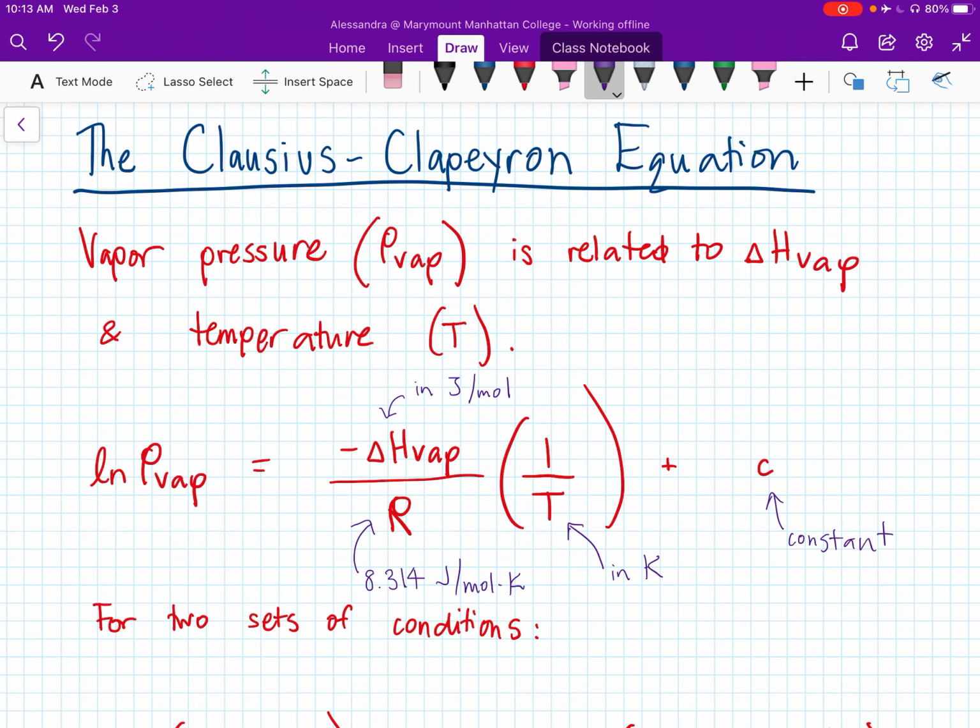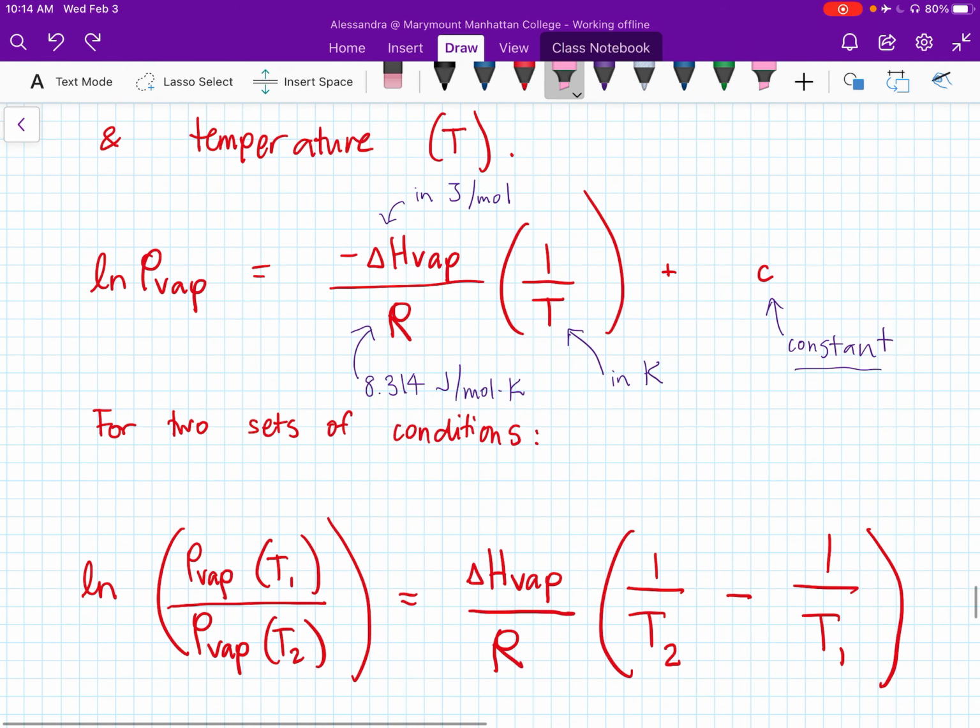Now, this is not the useful form of the equation because we have this constant here that we need to get rid of. The reason it's written in this form is simply to get it in the form of y equals mx plus b, where the constant is the y-intercept, the x is the reciprocal temperature, the minus delta H vap over R is the slope, and the natural log of the vapor pressure is the y. We write it in the form of y equals mx plus b because that enables you to take two sets of conditions, y1 and y2, and x1 and x2, and subtract one from the other to get rid of that constant.